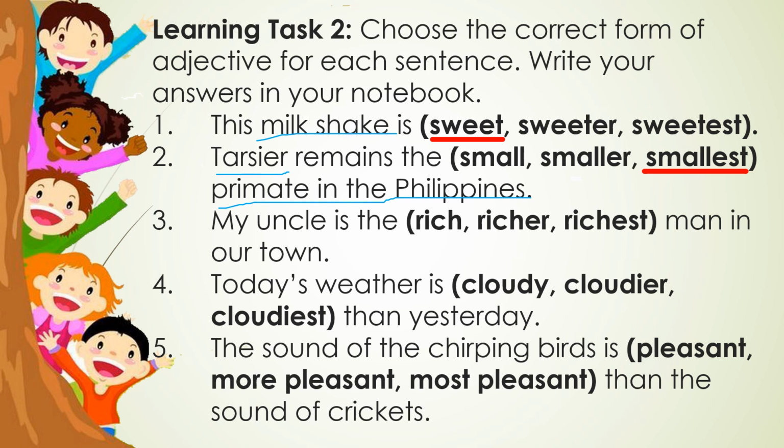All right, awesome. So the correct answer is richest, because her or his uncle is being compared to all the men in their town. So we're talking about three or more people being compared. So we are going to choose the superlative degree of adjectives. Okay. How about number 4? So let's read. Today's weather is cloudy, cloudier, or cloudiest than yesterday?